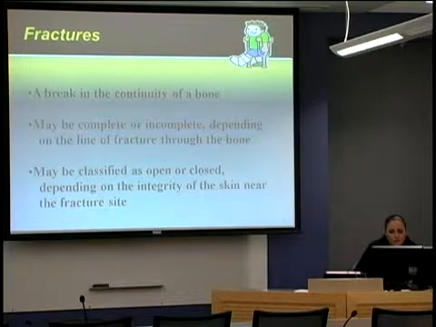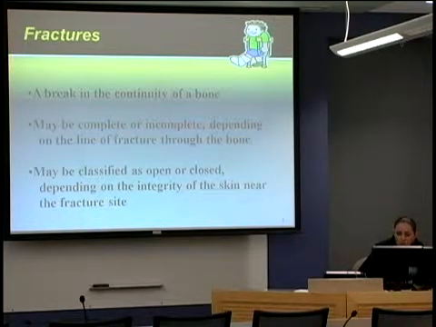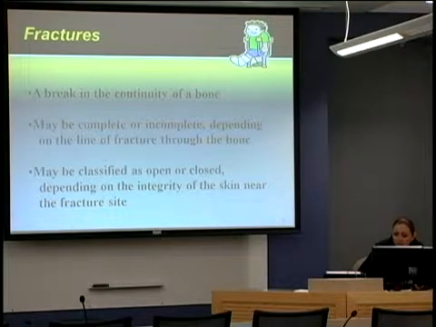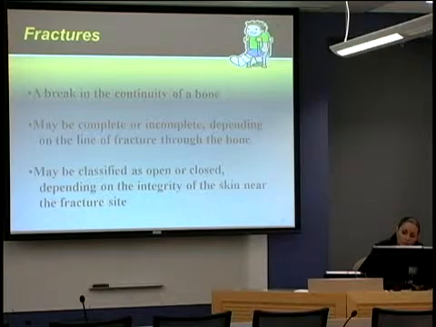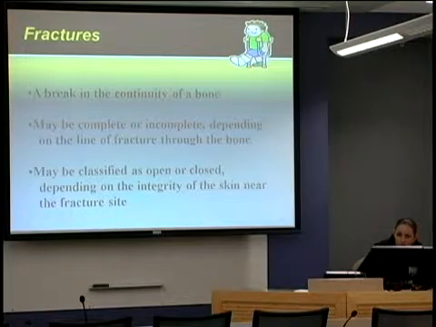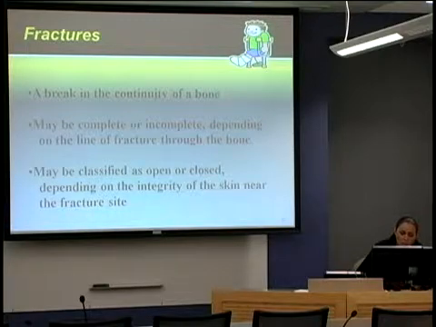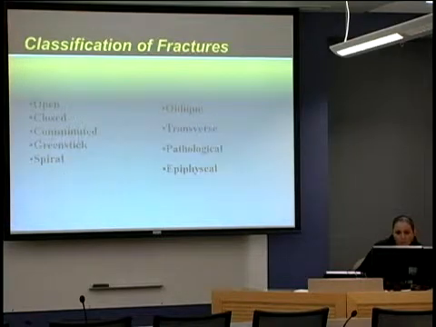So, what is a fracture? A fracture is a break in continuity of a bone. It may be complete or incomplete, depending on the line of a fracture through the bone. It also might be classified as open or closed, and that all depends on whether the skin's integrity has been compromised. Fractures can also be classified as comminuted, oblique, transverse, pathological, epiphyseal, spiral, greenstick.